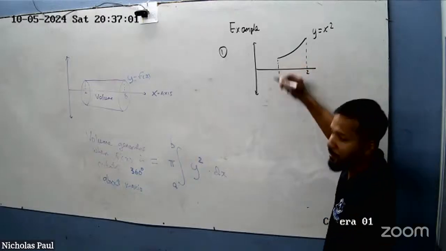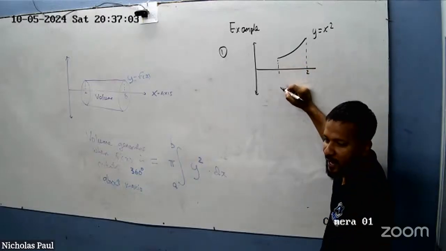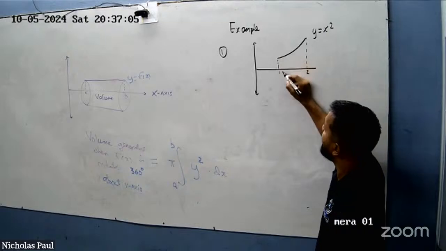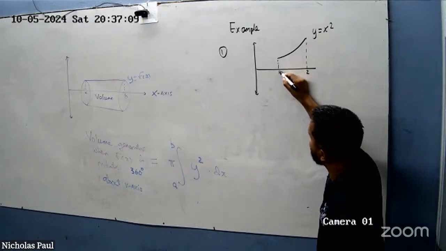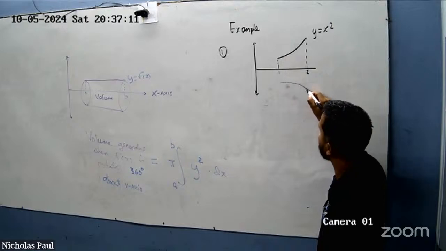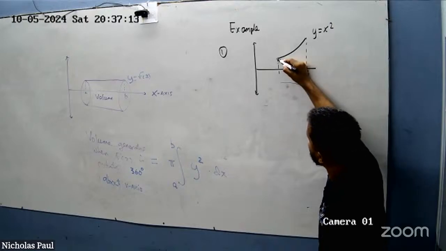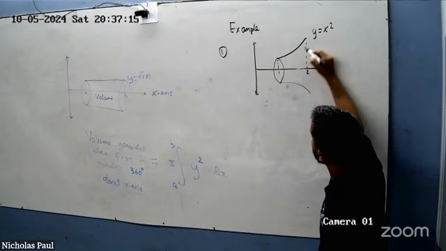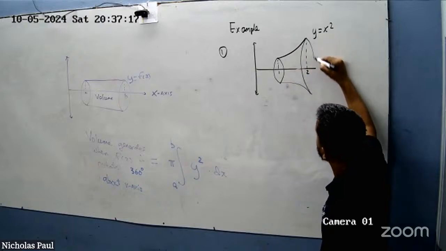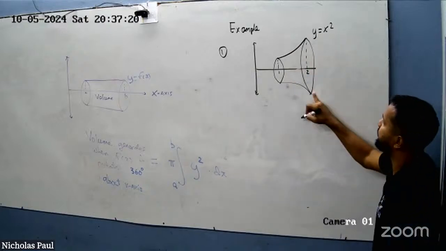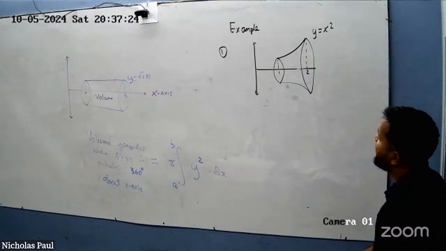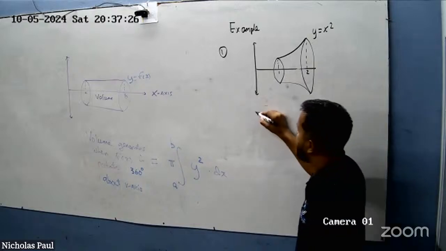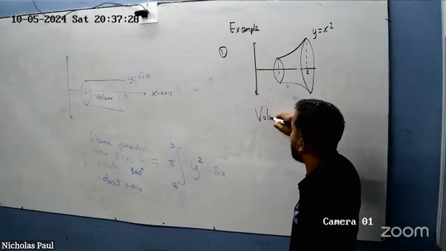So the shape you end up with, basically you're reflecting this underneath here, and then you connect it up. So it looks something like that. How do we find the volume now?